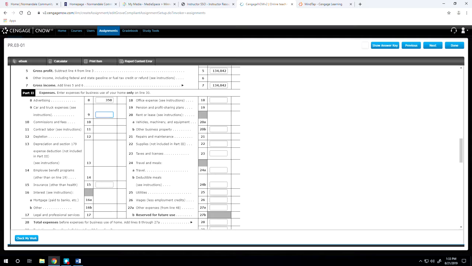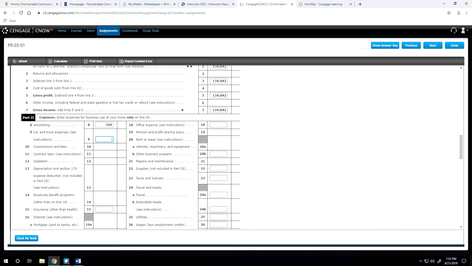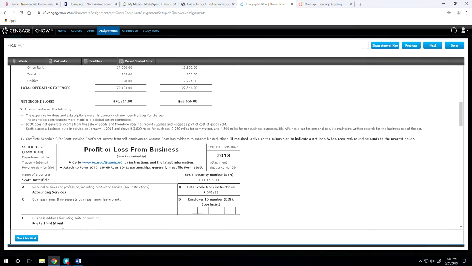Then we have car and truck expenses. So this one I actually am going to scroll up and show you something, and then you'll know where to look when you do the problem on your own. So right here, where it says Scott placed a business auto into service on January 1st, 2015, and drove it 3,829 miles for business. This 3,829 is the number that we need to come up with these automobile expenses. The miles for commuting and non-business purposes are going to go in a place later on in the tax return.